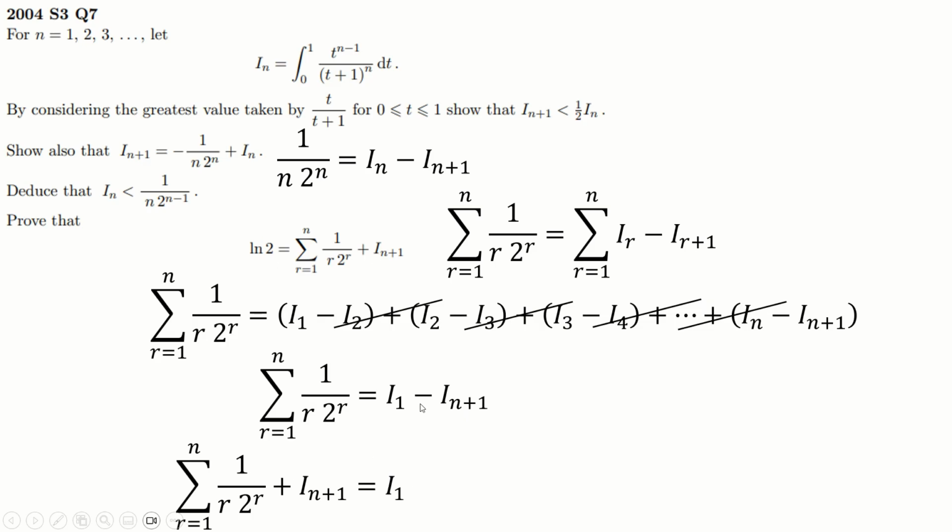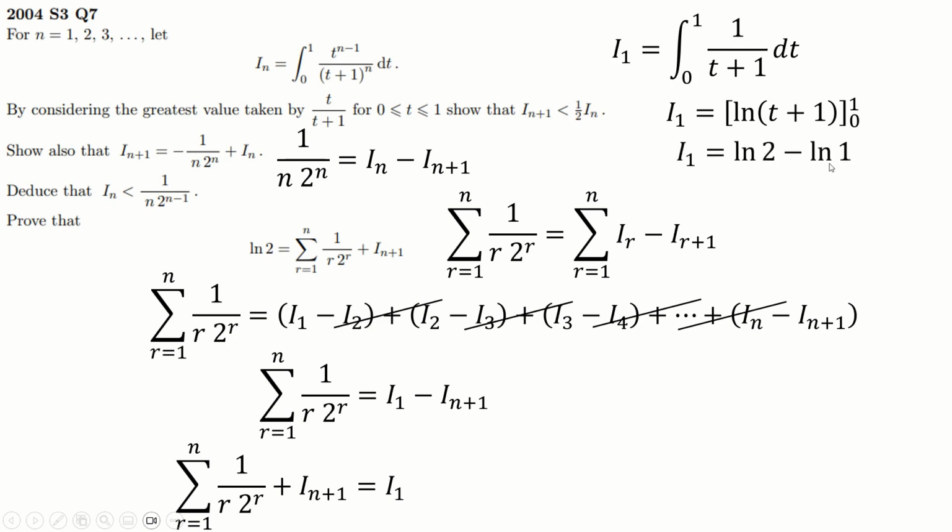How do we do that? Well, we just go back to the original integral and just evaluate I1, right? We replace all these n's here with 1s. And of course, this just integrates to log of t plus 1. Put in 1, put in 0, get log of 2 minus log of 1. Log of 1 is 0, so it's just log of 2. And we end up with the thing that we're being asked to show. So yeah, really nice little thing there.